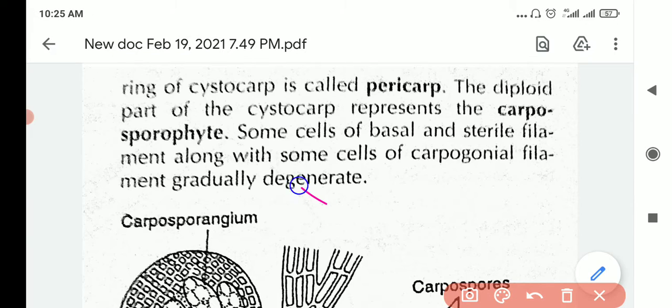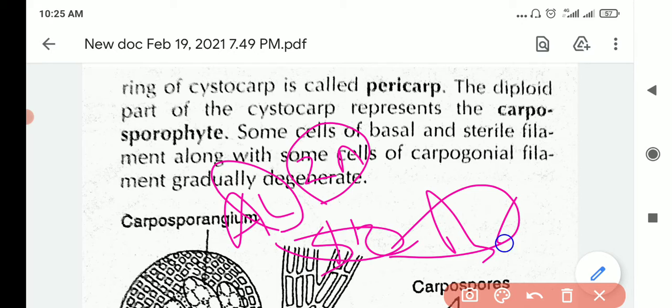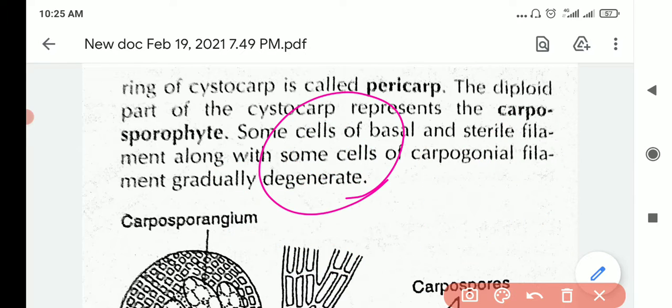The diploid part means only that zygote part. Okay, the rest, these are all the placental cell, this supporting cell, auxiliary cell, basal cell, lateral cell. These were all haploid, all N. But only this 2N part, the zygote part, that is your sporophyte.